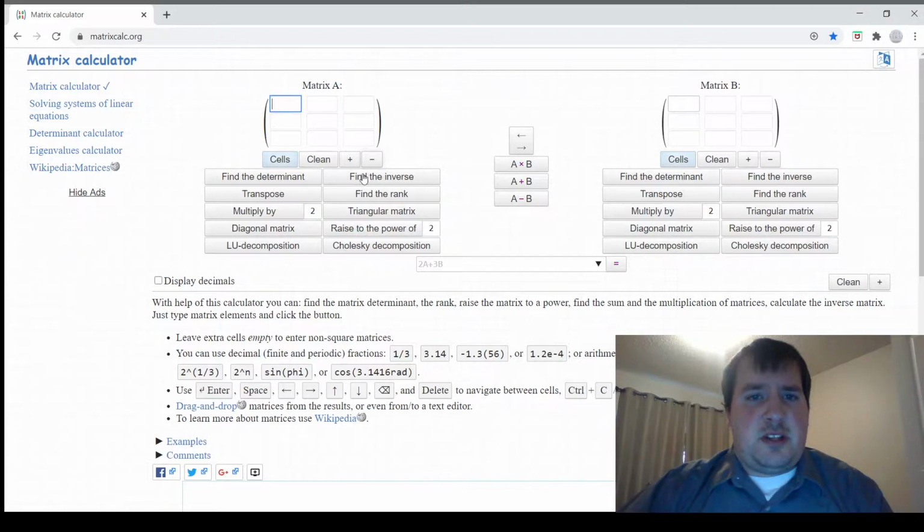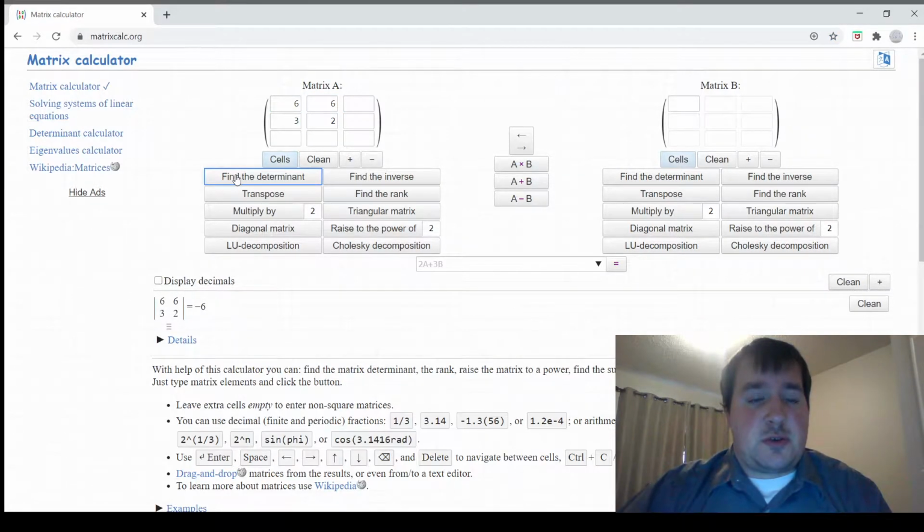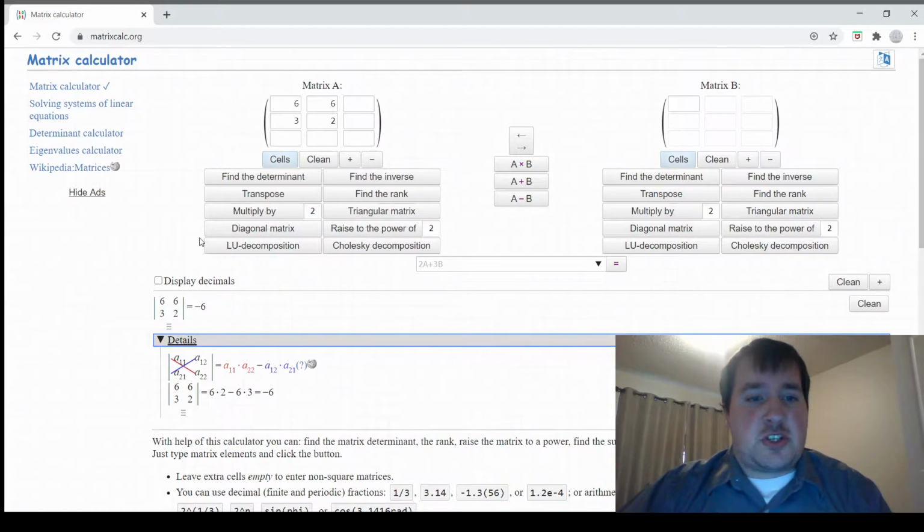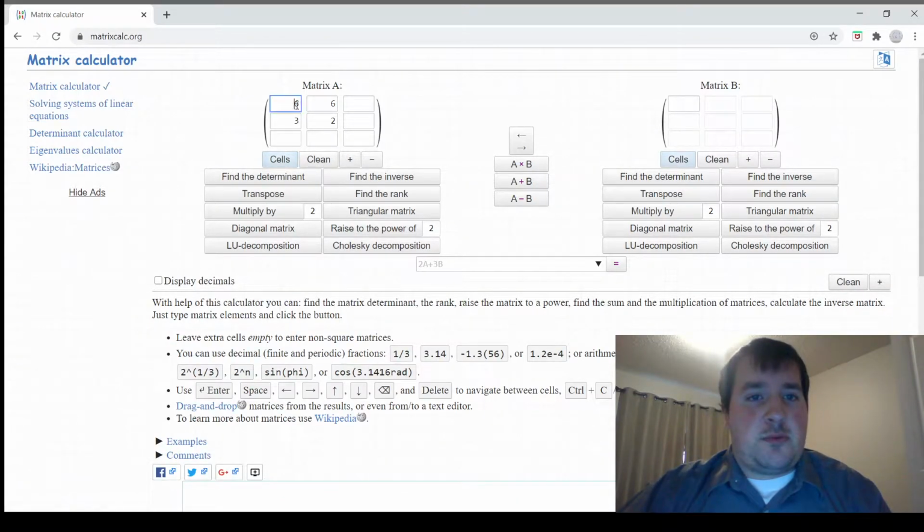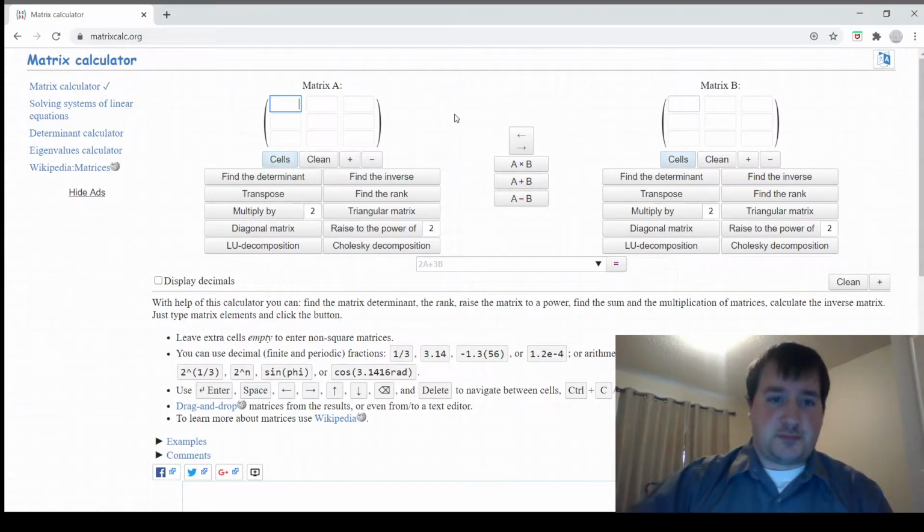This can find you the determinant, the inverse, transpose, find the rank. These are all very important things that you'll need to know how to do later. A nice thing as well, if we just do this real quick, it will show you how to do all these steps too. So even though you may not know how to find the determinant right now, this does kind of teach you how to find that stuff. We're not going to worry about that right now. We're going to focus mostly on addition and subtraction and multiplication at the moment.